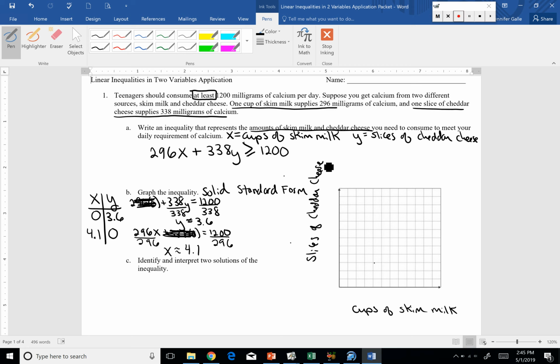And it looks like we just need to be able to fit where the y is a little over 3 and the x is a little over 4. So that means it's safe for us to just have a scale of 1s.